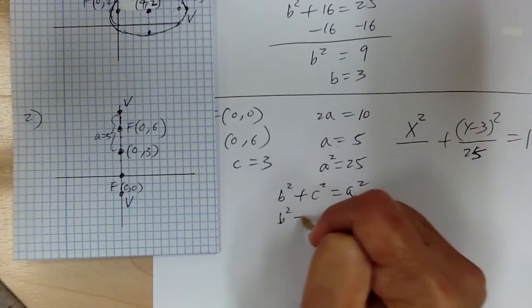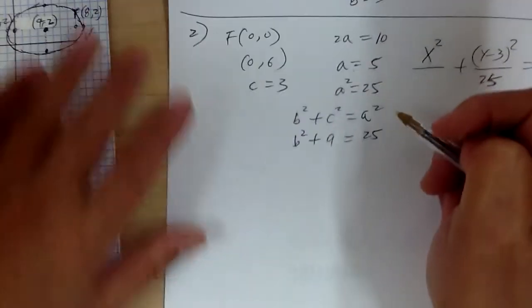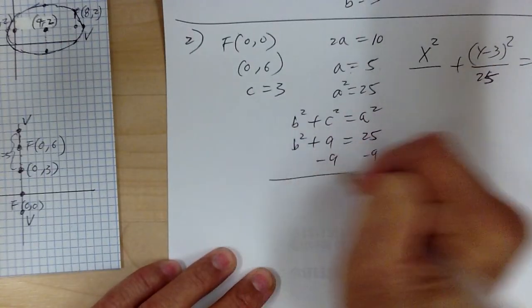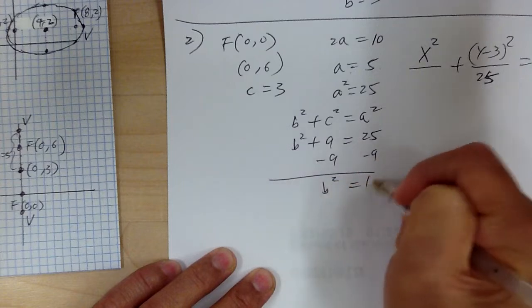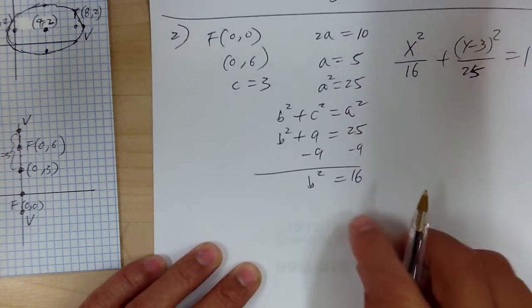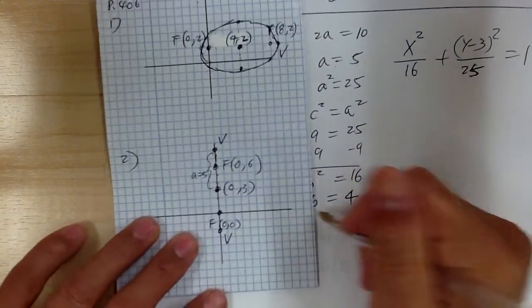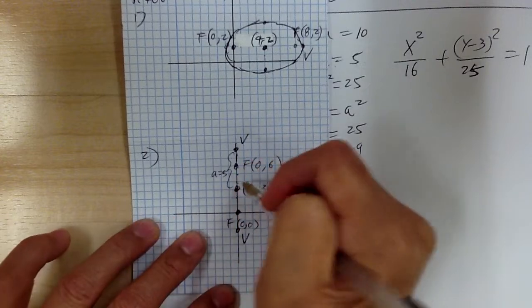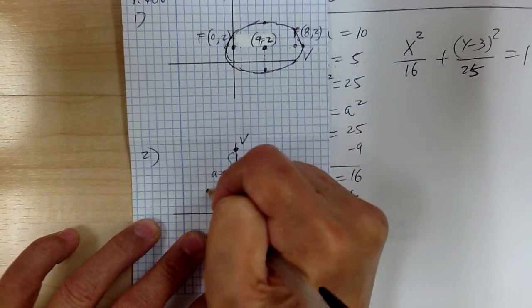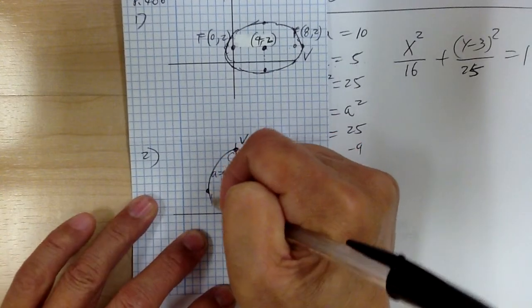Okay, so you got b squared plus 9 equal to 25. So minus 9, so b squared equal to 16. So 16 goes under here. Now if you need to graph, then you need to solve for b. So b equal to 4. So from the center, you go 4 this way, you go 4 this way. So your graph looks like this.